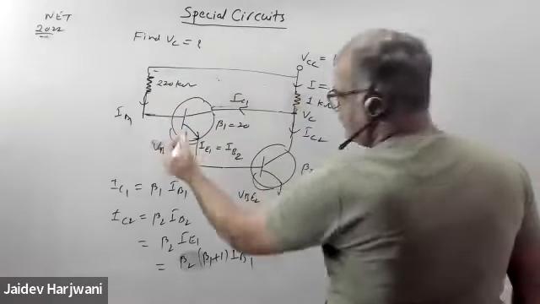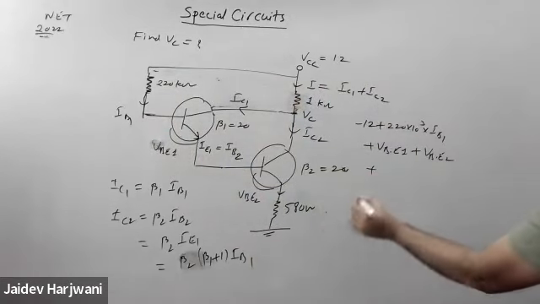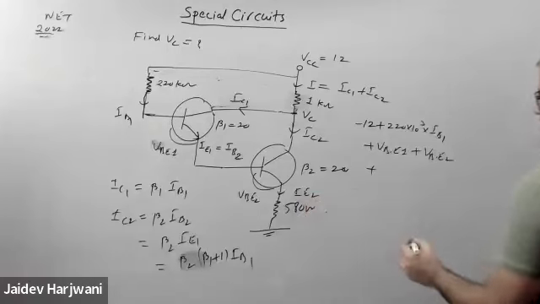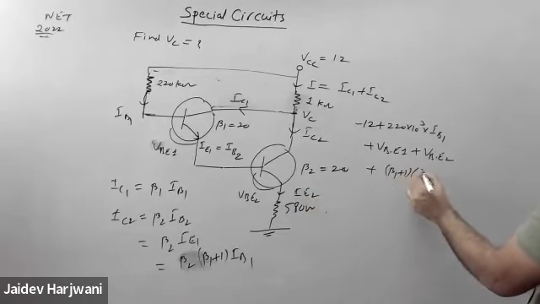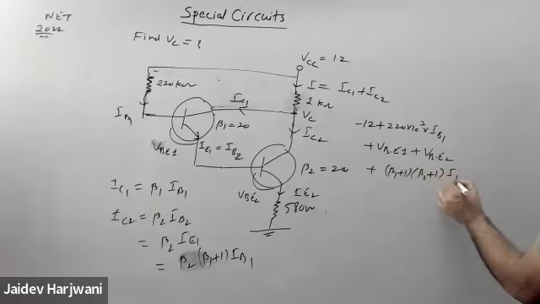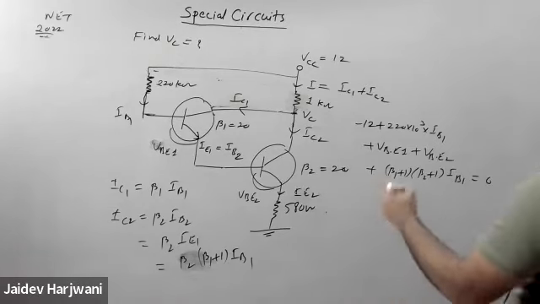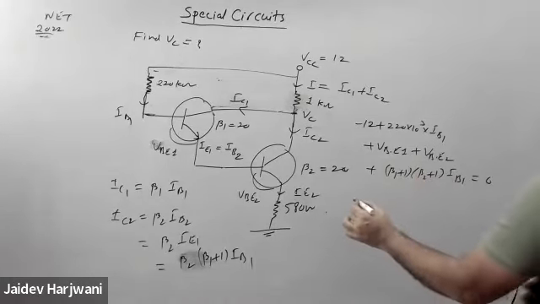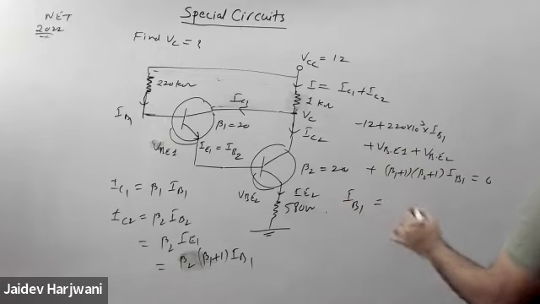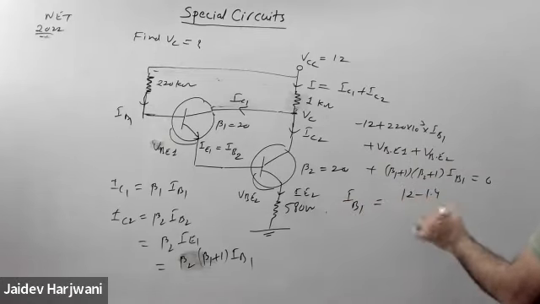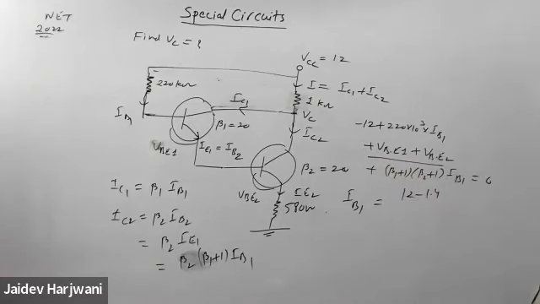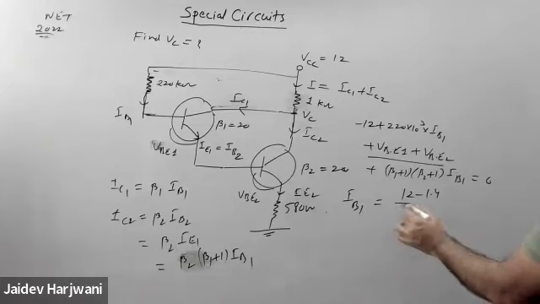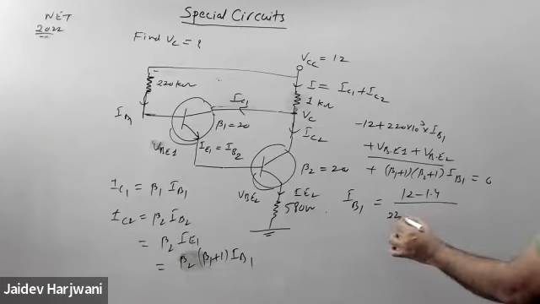Okay, I'm coming here like this, and then I have say IE2. IE2 is nothing. IE2 is your (beta 1 plus 1) times IB1, (beta 2 plus 1). IB1 equals to 0. Okay, now this is 0.7. So I want IB1. So IB1 will be nothing. That will be 12 minus 1.4. Okay, this total 1.4 divided by how much? Divided by 220 kilo ohm.